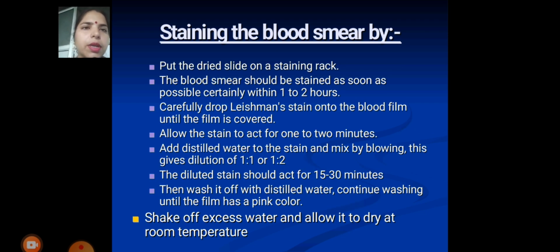Staining the blood smear: put the dried slide on a staining rack. The blood smear should be stained as soon as possible, certainly within 1 to 2 hours. Carefully drop the Leishman stain onto the blood film until the film is covered. Allow the stain to act for 1 to 2 minutes, then add distilled water to the stain and mix by blowing. This gives a dilution of 1:1 or 1:2. The diluted stain should act for 15 to 30 minutes.